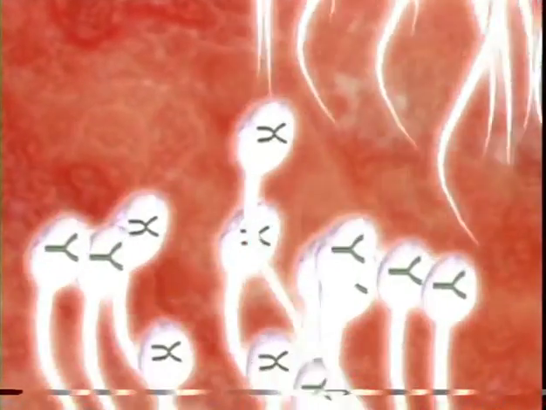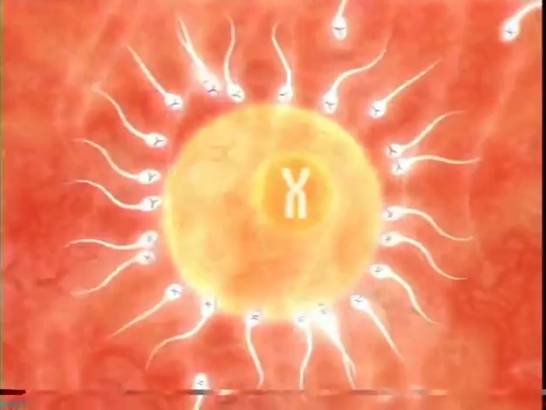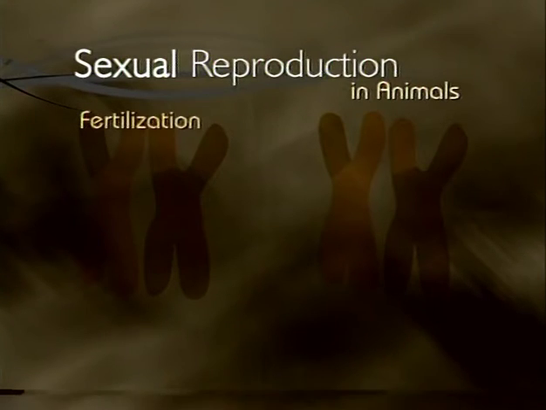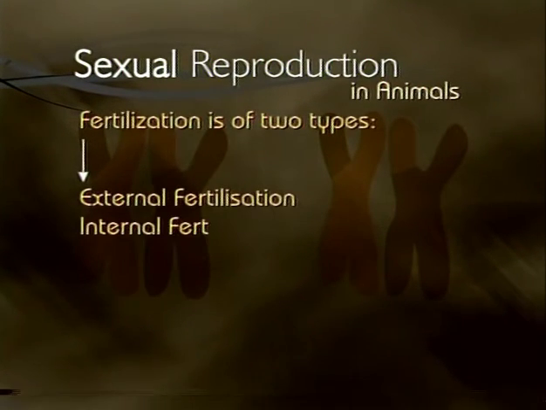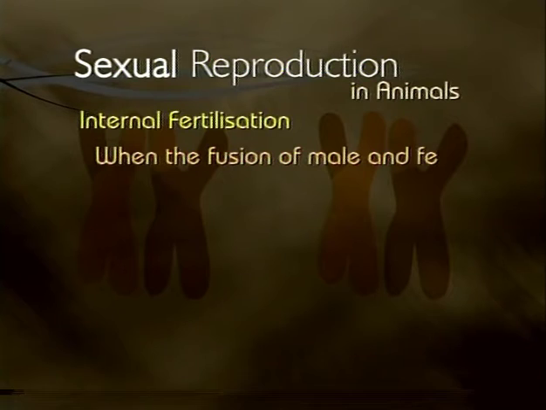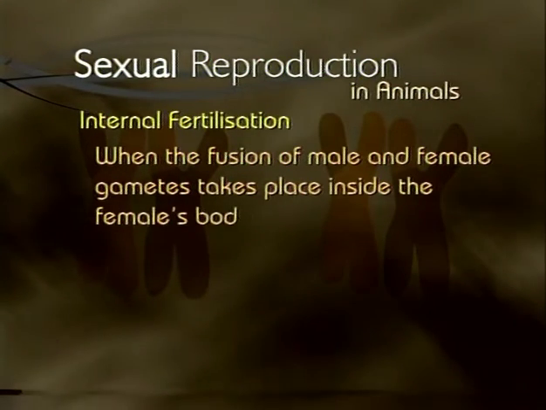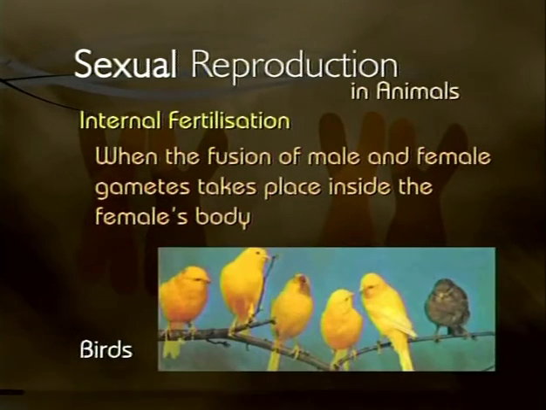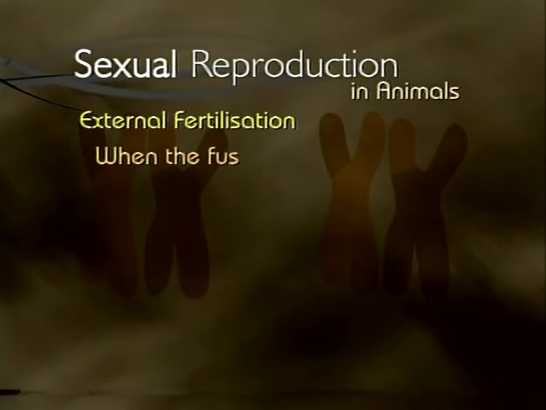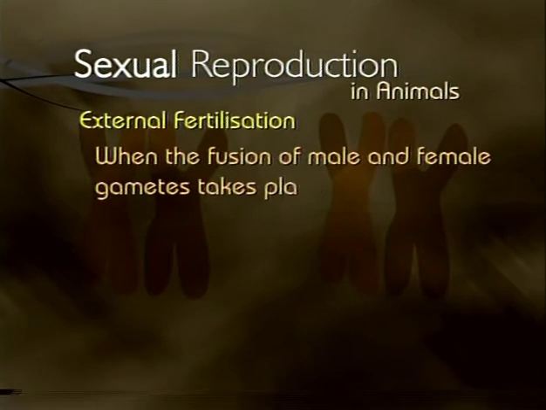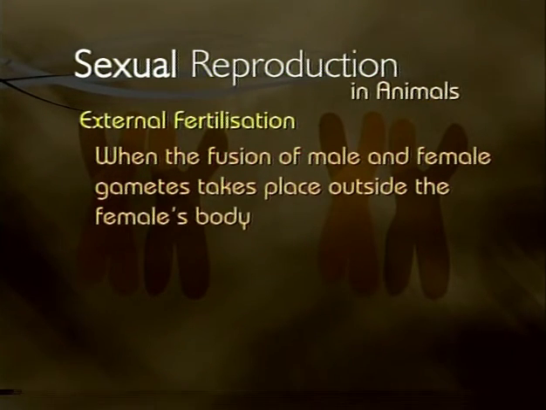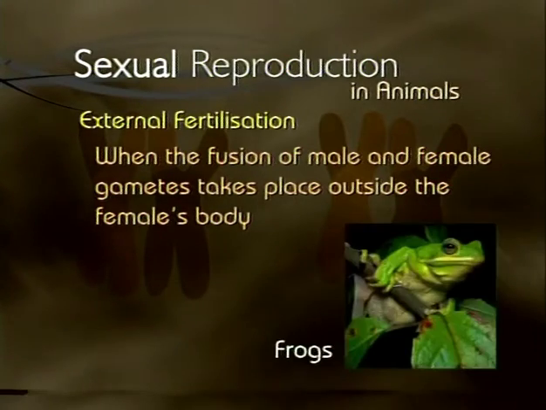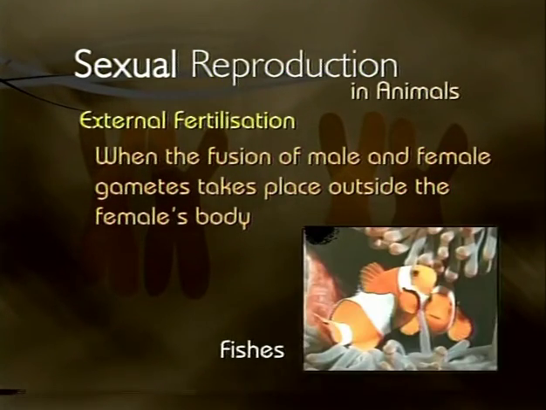A sperm has a tail and is hundreds or thousands of times smaller than the ova. The process of fusion of a male gamete and a female gamete is called fertilization. Fertilization is of two types, external and internal. When the fusion of male and female gametes takes place inside the female's body, it is called internal fertilization. This is usually shown by birds, mammals, reptiles. When the fusion takes place outside the female's body, it is called external fertilization. It is usually shown by frogs, toads, fishes, etc.